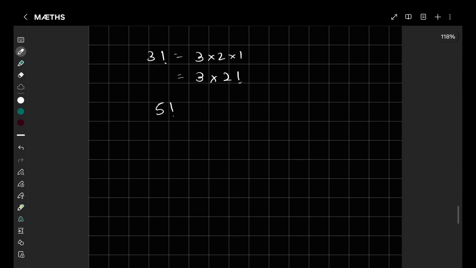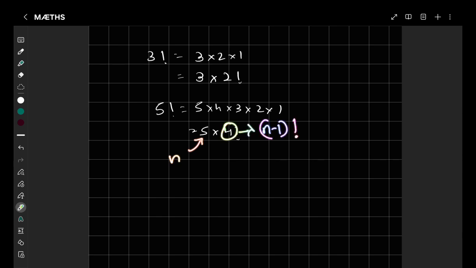Take 5 factorial, which is 5 into 4 into 3 into 2 into 1. This together is again 4 factorial, and we will write it as 5 into 4 factorial. You see the pattern here? The pattern is, we will consider this value as n. So what is this value then? This value is n minus 1 factorial, right? So let us write in a general term n factorial, which is n into n minus 1 factorial.